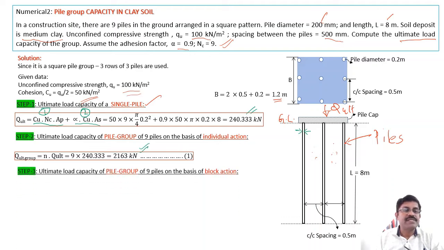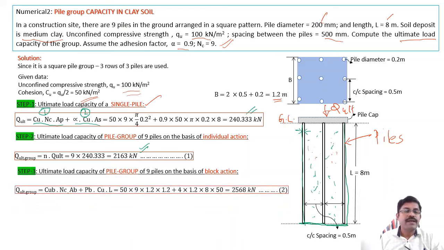And the next one, step number 3, is the ultimate load capacity of the pile group of 9 piles on the basis of block action. Actually, this entire thing is acting as a single block. Okay, so the soil and the piles will act together as a block, and the expression is like this.